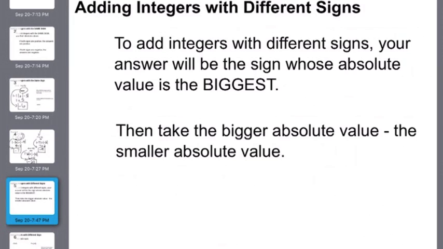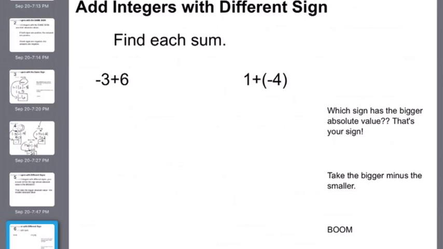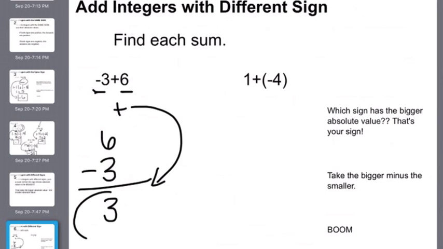When you're adding integers with different signs, your answer will be the sign whose absolute value is the biggest. You then take the bigger absolute value minus the smaller absolute value. So for example here, we've got -3 plus 6. The absolute value of 6 is bigger than the absolute value of -3, so our answer is going to be a positive. Then we take our greater absolute value, 6, minus our smaller absolute value of 3, and we get 3. Our symbol is positive, so 3 is our answer.